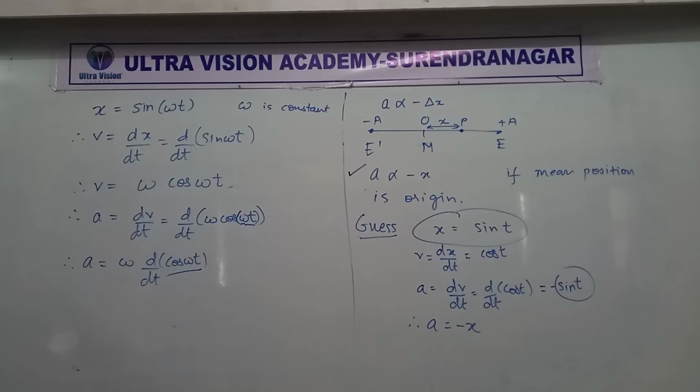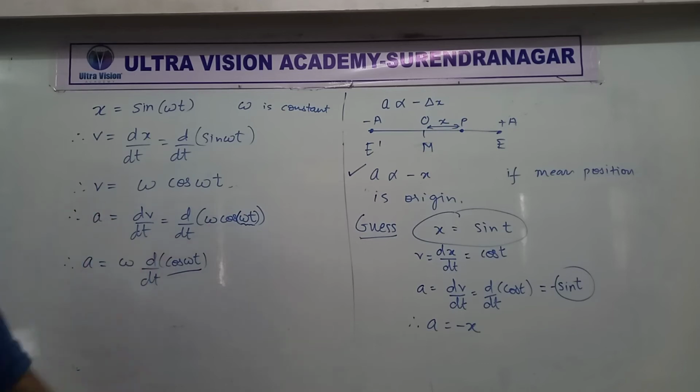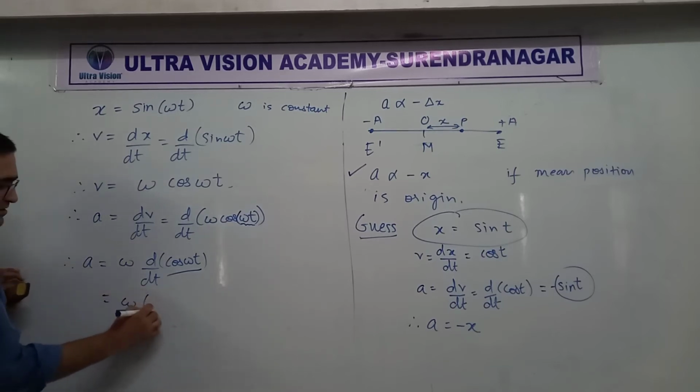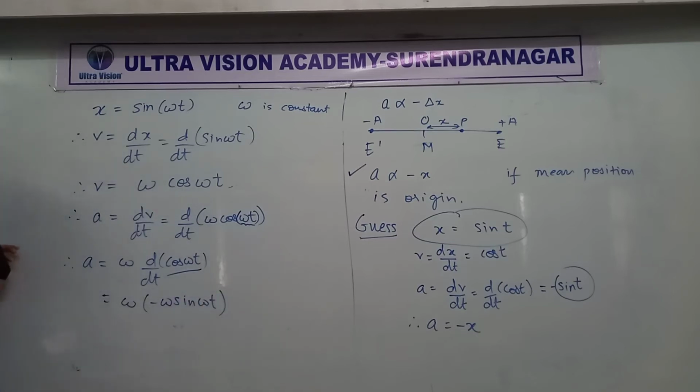Hint, it is not minus sine omega t. I repeat, differentiation of the entire cos omega t is not minus sine omega t. It's something else. What is it? Yes, it is minus omega sine omega t. Did you understand? It is minus omega sine omega t.